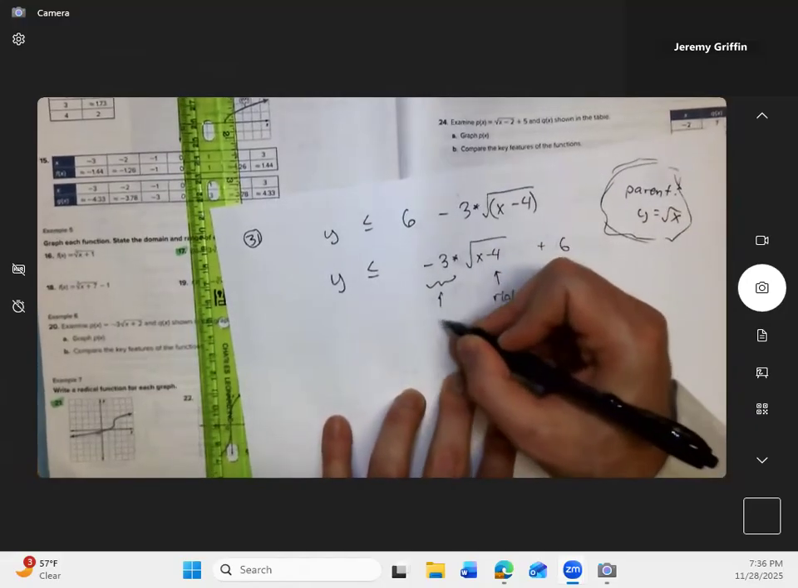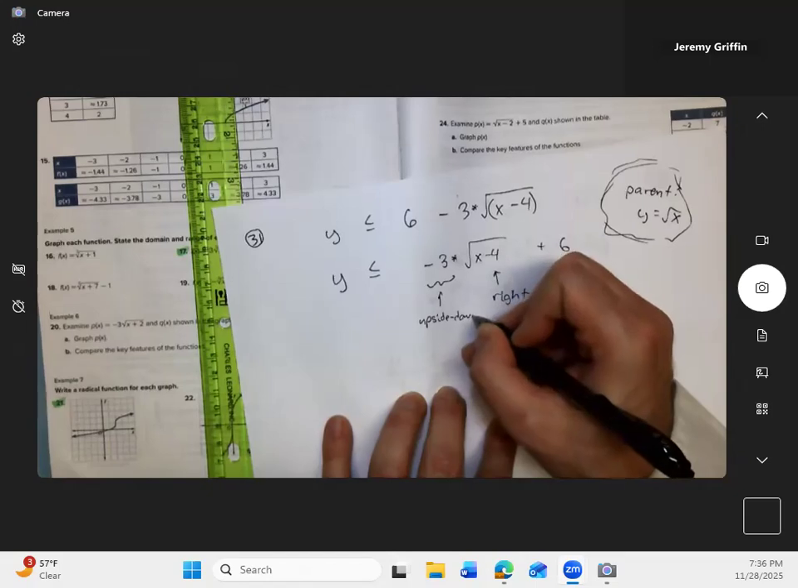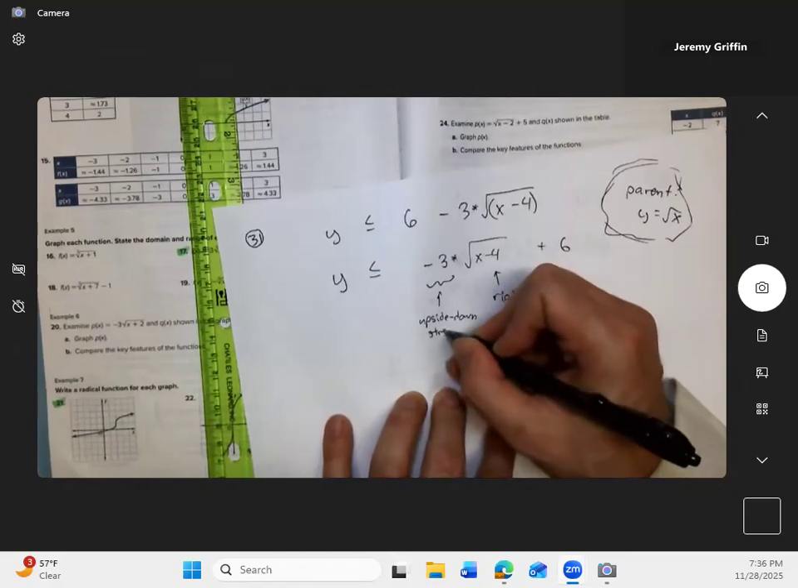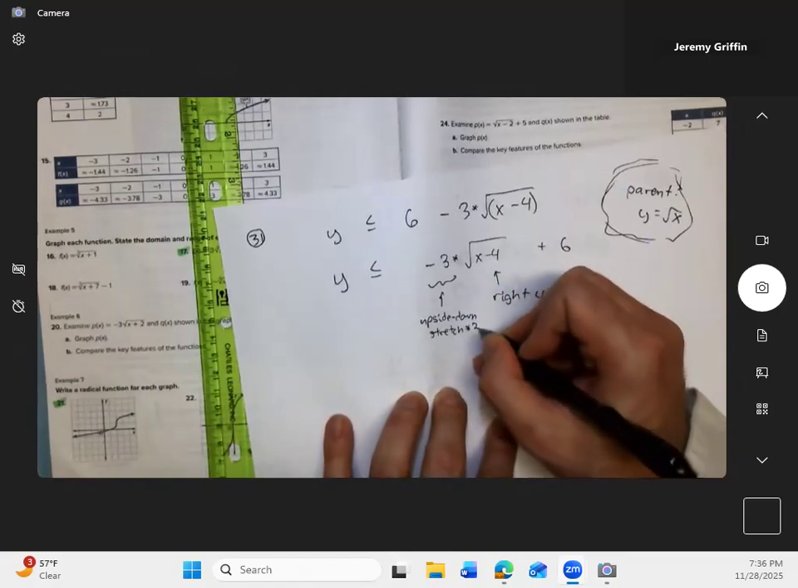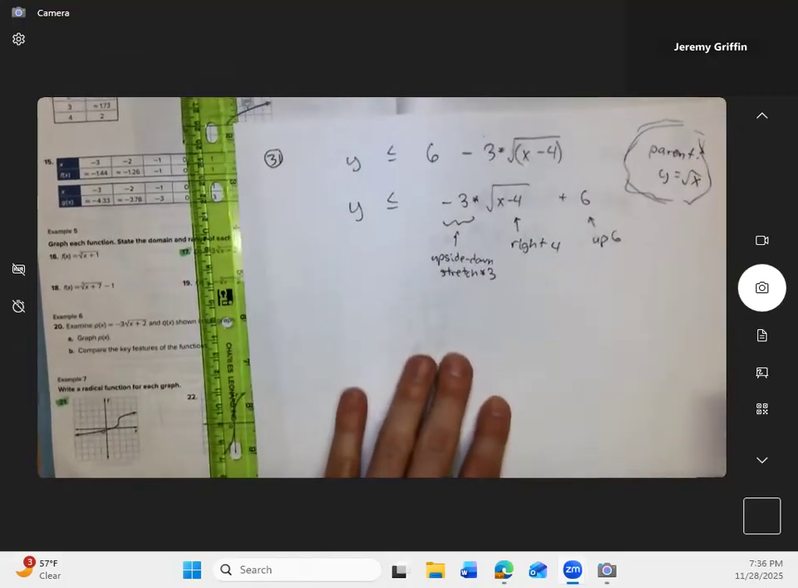This would be upside down, stretch, vertical factor 3, and then up 6. Okay, so all those things would be true.